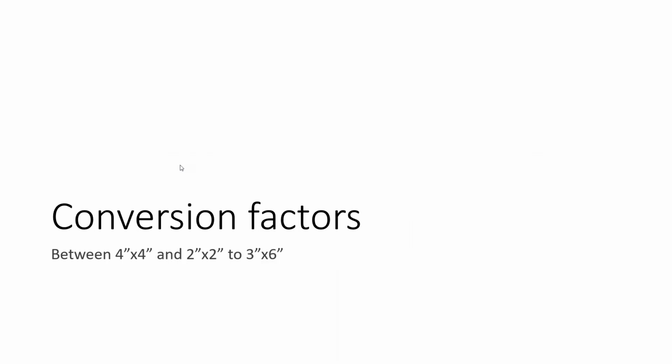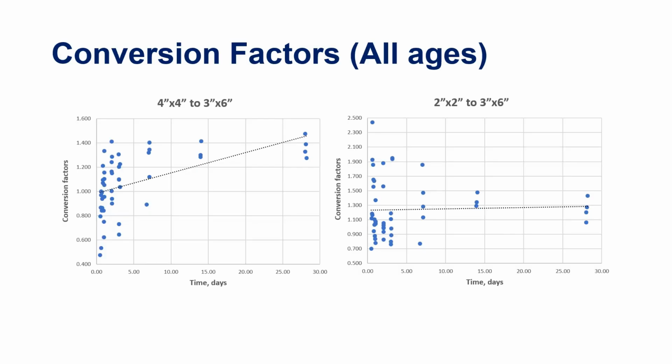And then the third thing we looked at is the convergence factors. If we were to use 4x4 or 2x2 cubes on the site, as opposed to 3x6 cylinders, so that we eliminate the need to grind and prepare the cylinders, especially if the equipment will not be available in a remote site, 3-4 hours away from any lab, would cubes work or not? So we wanted to see if there is any consistent convergence factors at both the early age and the later age between the cubes and the cylinders. And the surprise is, we found the results all over the place.